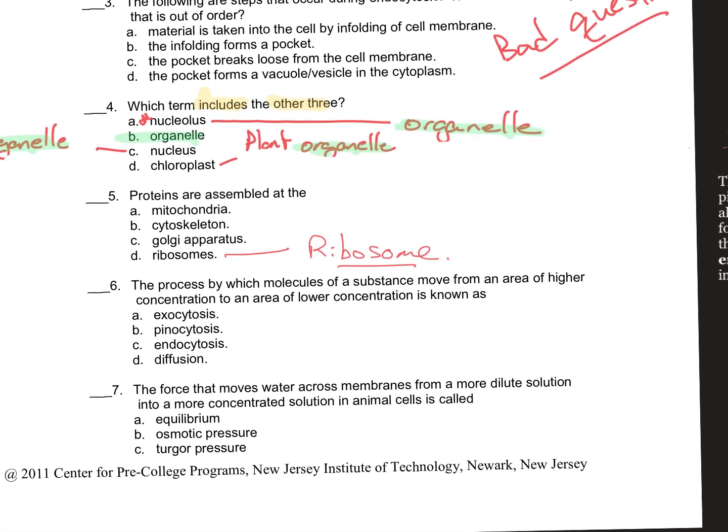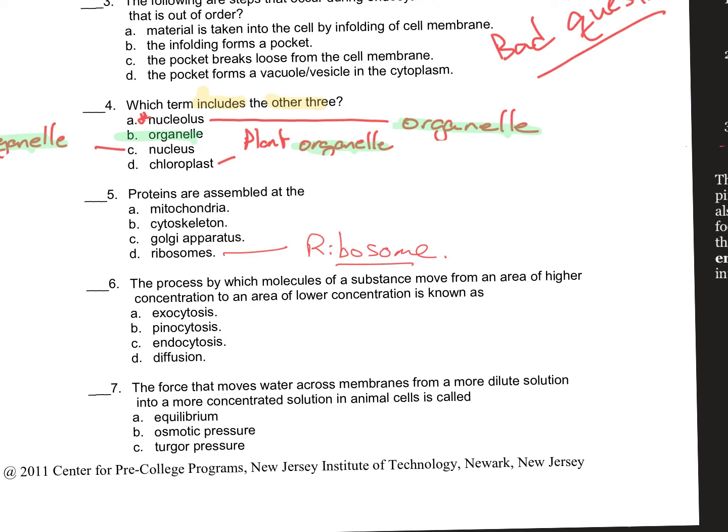The process by which molecules of a substance move from an area of higher concentration to an area of lower concentration is known as, now here again, if you've been paying attention, if you've read the chapter, if you've taken notes in class, if you've done the practice activities in class, then you know the answer is diffusion, since that's literally the definition of diffusion.